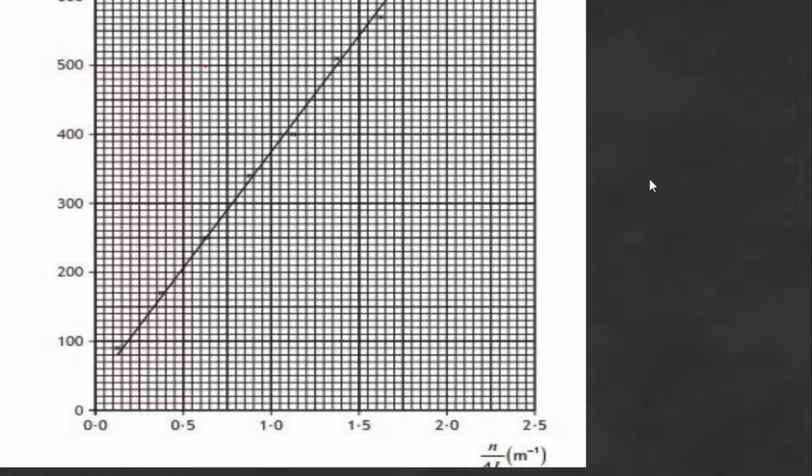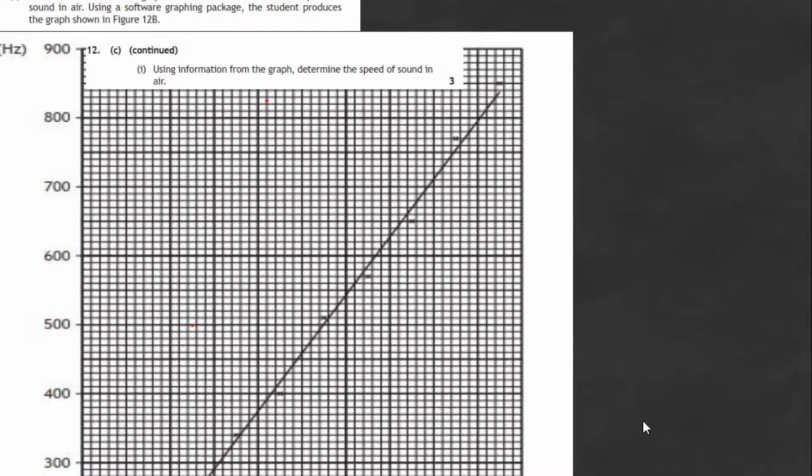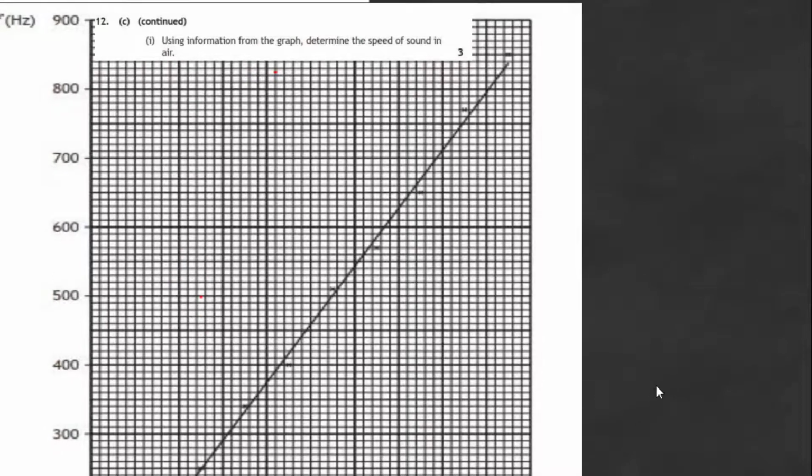So how are we going to measure the speed of sound from this information? Because that's what the question is going to ask us: using information from the graph, determine the speed of sound in the air. Well, obviously we have to measure the gradient of that graph, but what's the gradient going to tell us? Let's go back to our original equation at the start of this question: the speed of sound v is equal to 4L, the length of the tube, times the frequency of sound created, divided by n, the number of half wavelengths in the tube, in the standing wave.